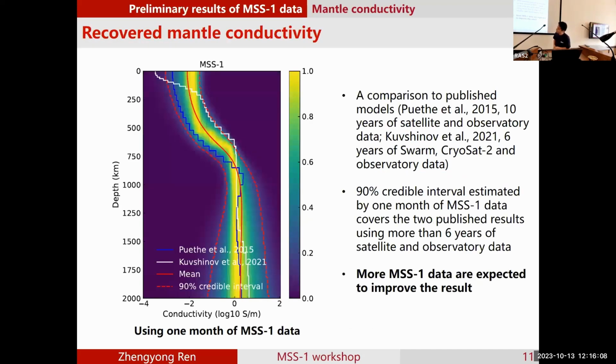And here, this picture shows the recovered mantle conductivity obtained with 1 month of MS1 data. We also compare our result with two published results, and we found that the 90% credible interval estimated by only 1 month of MS1 data covers the two published results. And note that they used more than 6 years of data. So since we will have more MS1 data, we can improve the result in the future.